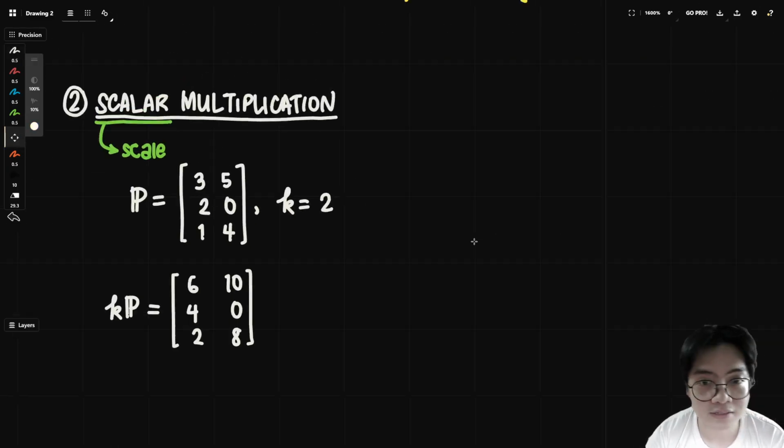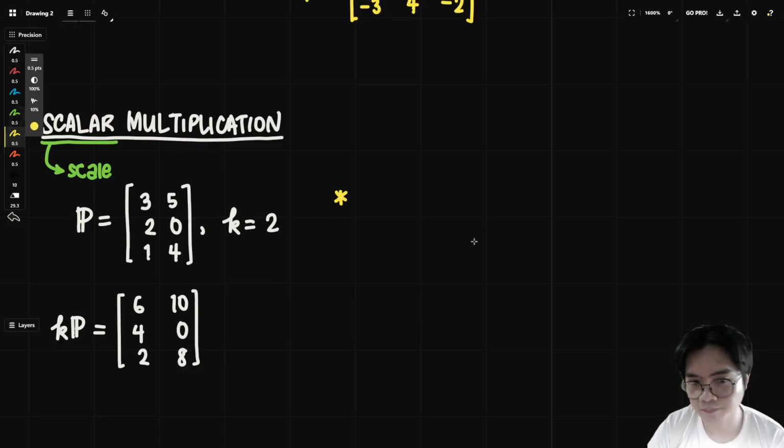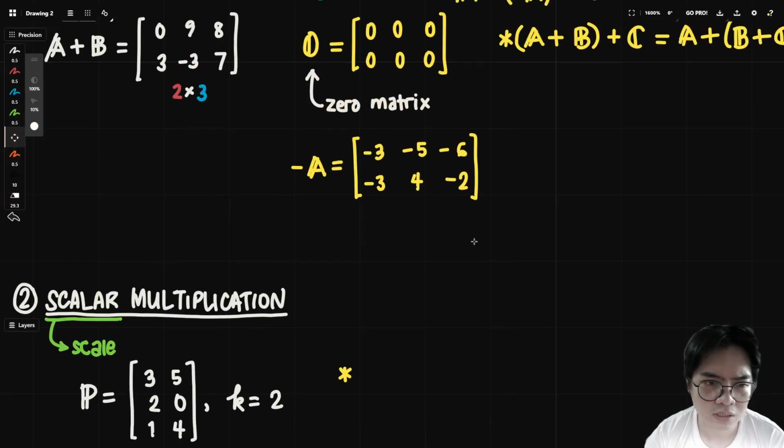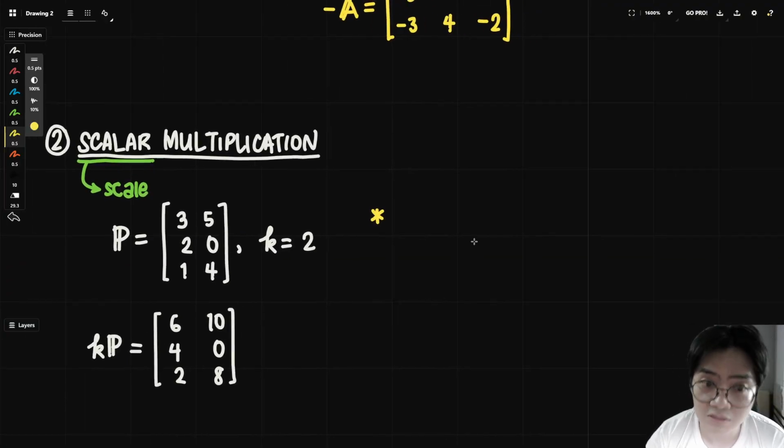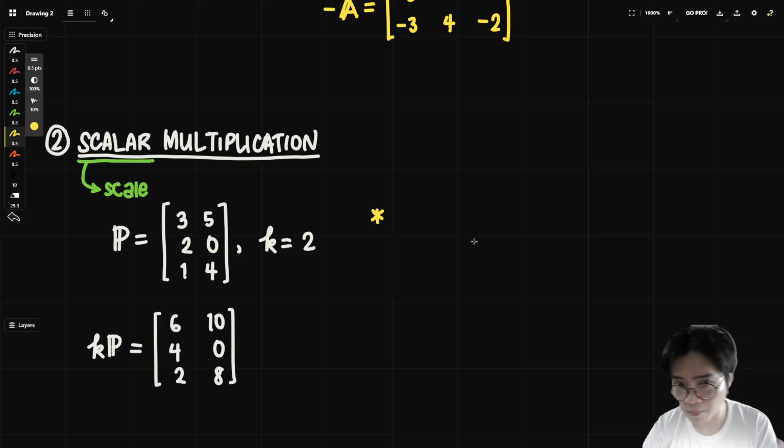And the same thing for a lot of these operations, the things are the same except for, mamaya na nga yun, yung matrix multiplication.